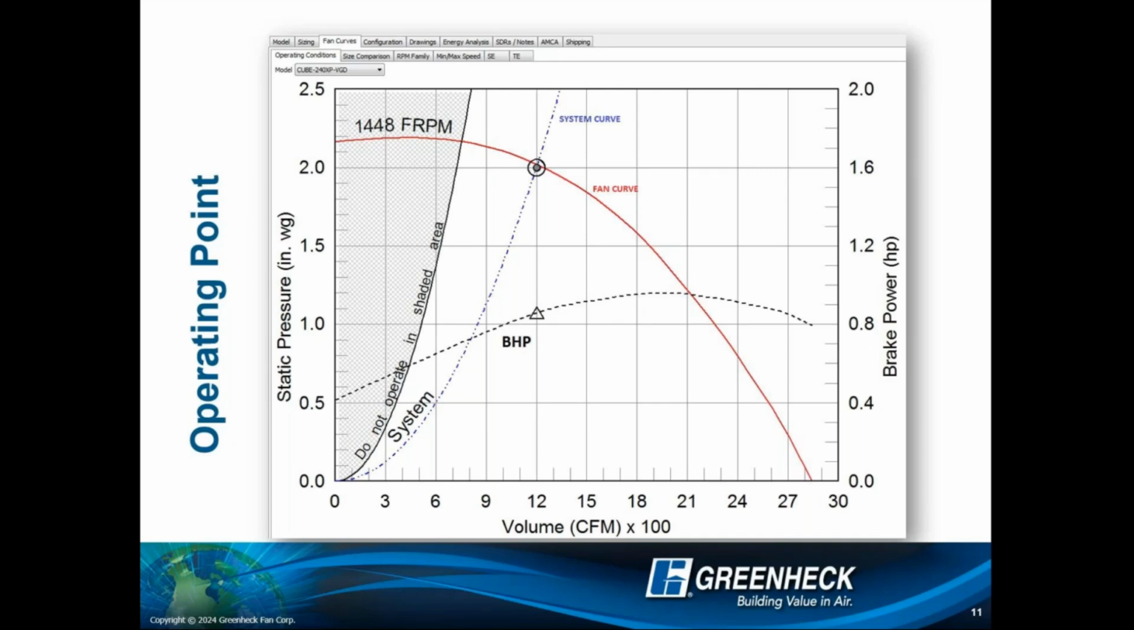And the way we read it is we take our operating point and draw a line until we hit the brake horsepower curve. And then we're going to just draw a line over to the secondary axes. And this then shows, hey, to move 1200 at 2 inches, it's going to take 0.85 brake horsepower at that point.